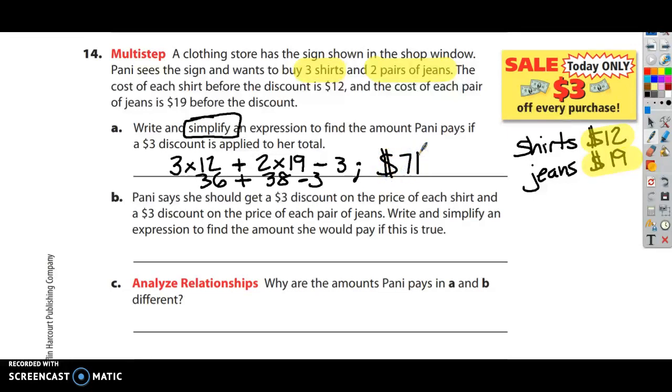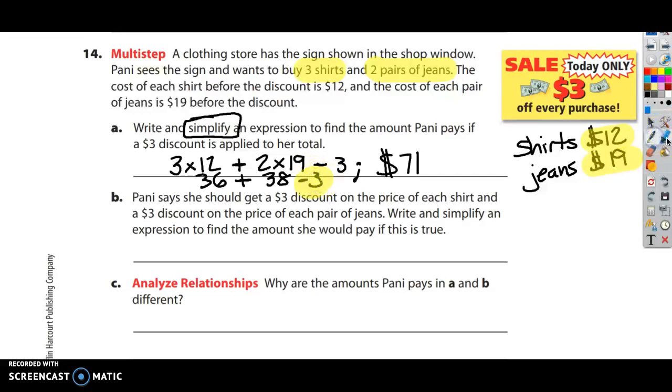So let's read question B. It says Penny says she should get a $3 discount on the price of each shirt and a $3 discount on the price of each pair of jeans. Write and simplify an expression to find the amount she would pay if this is true. So pay attention to what she's saying here. Up on A, we only had a $3 discount total.